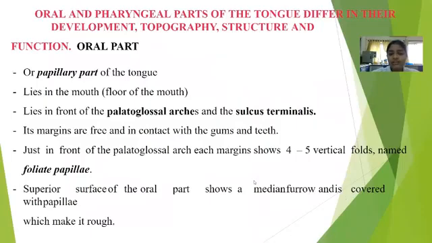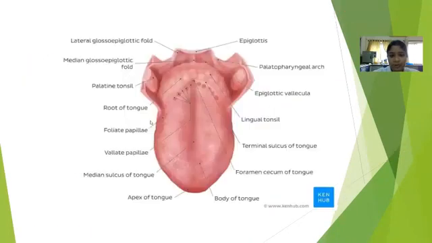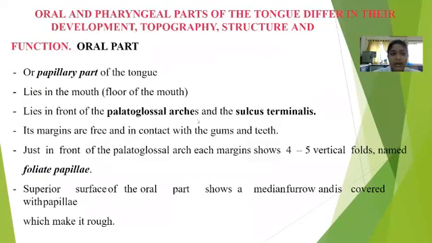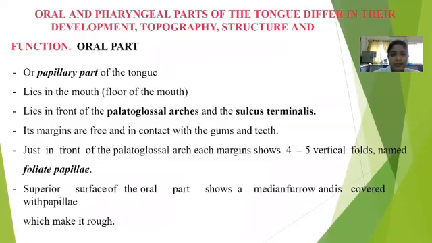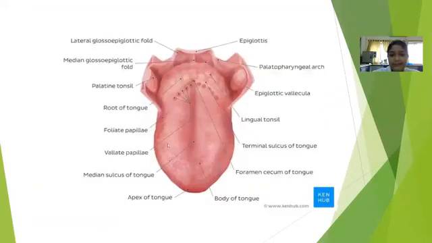So, the oral and pharyngeal parts of the tongue differ in their development, topography, structure, and function. Coming to the oral part, this is the oral part of the tongue. It is also known as the papillary part of the tongue. It lies in the floor of the mouth. It lies in front of the palatoglossal arches and the sulcus terminalis.